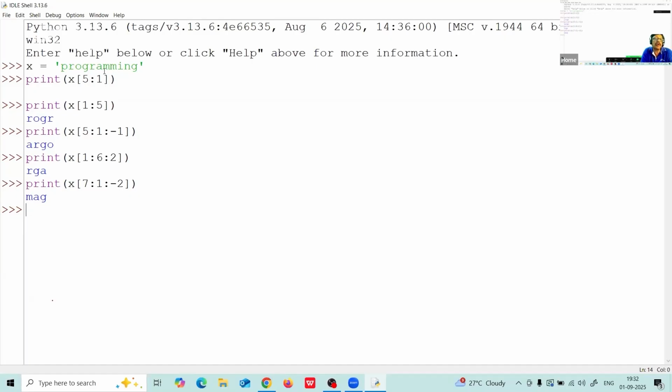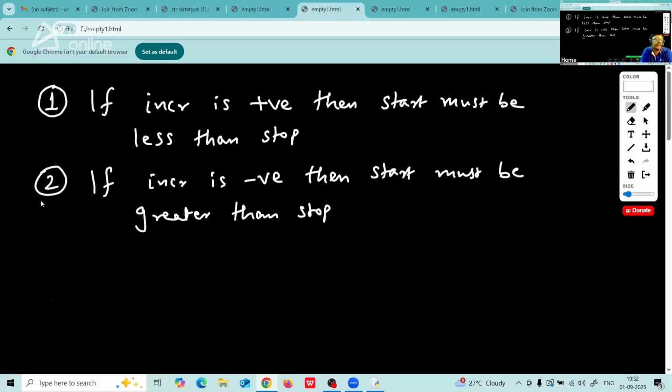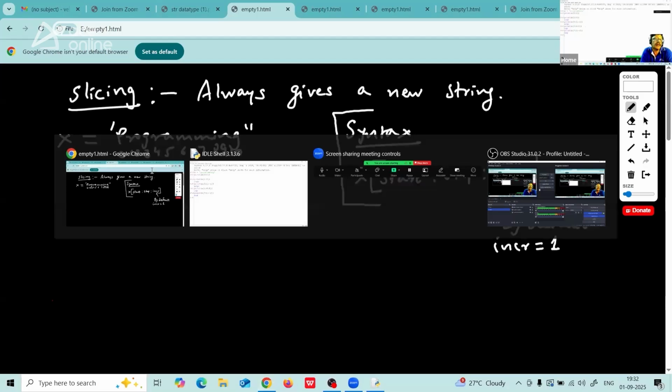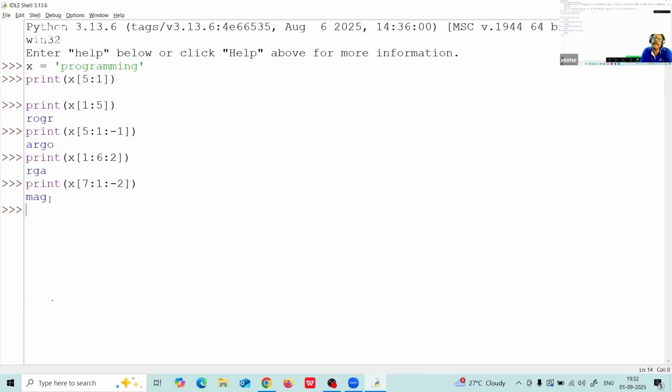And if you actually count, MAG, if I go to Blackboard, yes, really the seventh letter was M. Then the fifth letter was, I think, A, and the third letter was G. So MAG was the output. Correct, MAG. Okay.